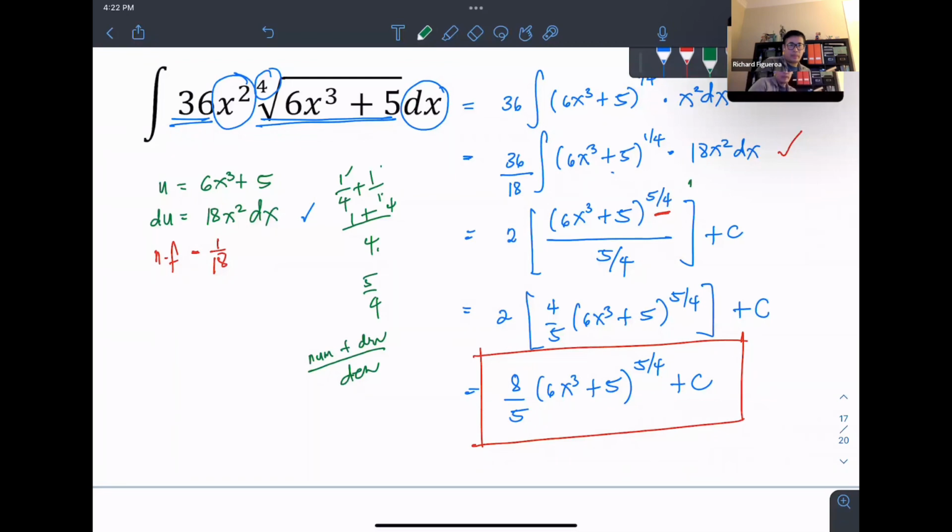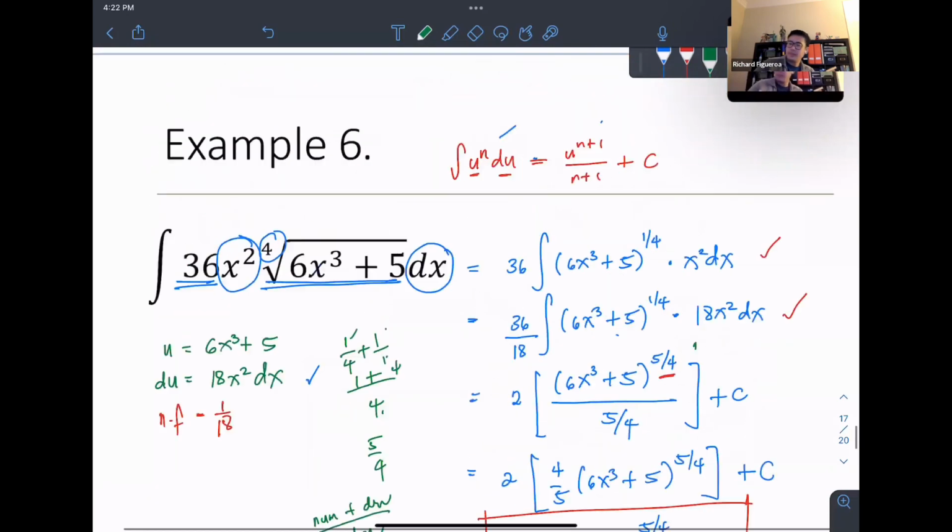Bakit po nagkaroon ng 5 over 4 sa baba? Formula yun, anak. Ito yung formula natin, di ba? It's u raised to n plus 1. Yun yung 1 plus, or 1/4 plus 1. Tapos meron pa tayong sa baba na n plus 1. So sa power rule, di ba ganun yun? Sa x raised to n plus 1 all over n plus 1.